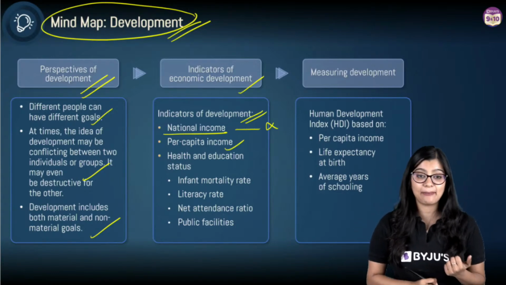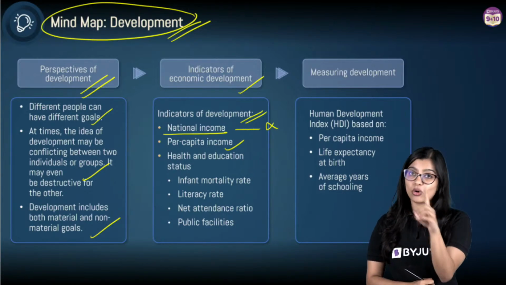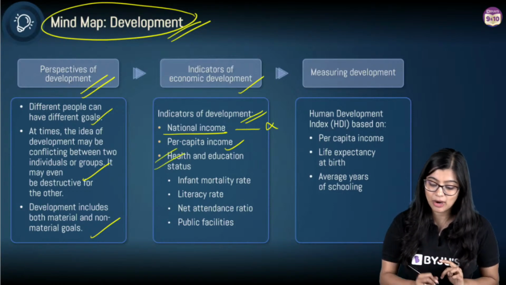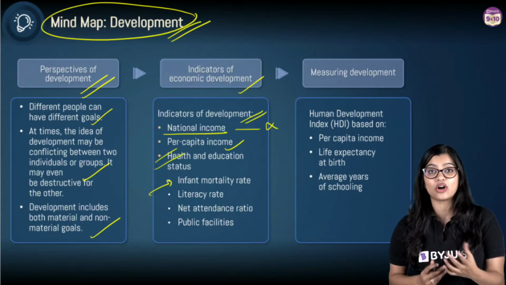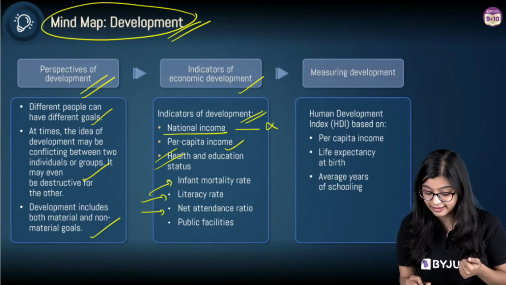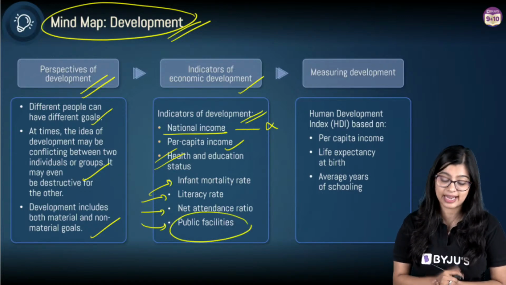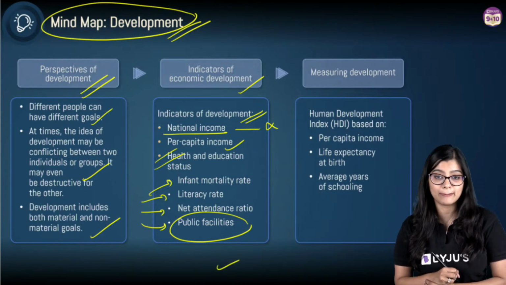Then you have per capita income, or PCI, the average income, which is total income divided by the total population. Along with that, we learned about health status and education, where we saw the infant mortality rate, the literacy rate, the net attendance ratio, and provision of public facilities. I took this chapter long ago, so I hope all of you remember this.